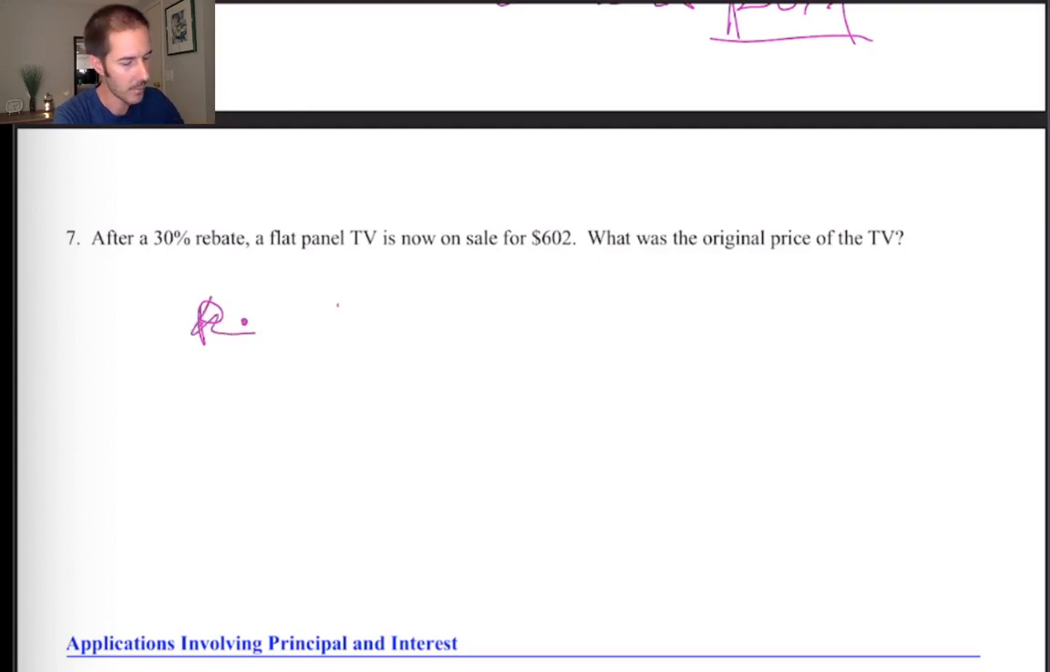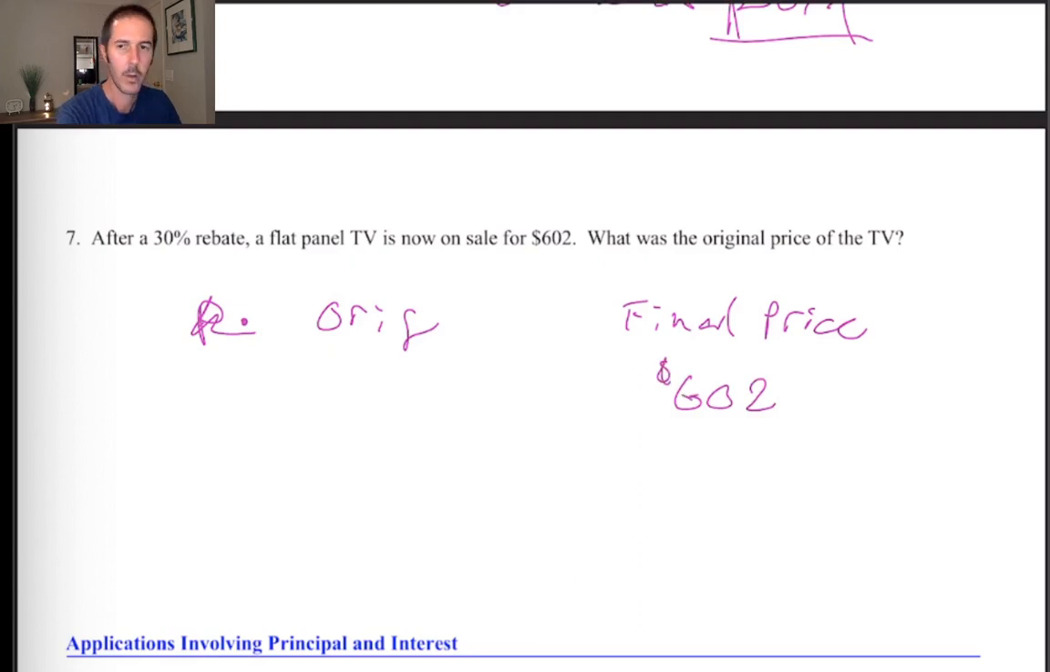So that means after a 30% rebate, we've taken the original price of the TV. Let's even write this out. There's the original price. There's the final price. Which one of those two do you think is bigger? My guess is that the original price is bigger. And the final price is $602. So what have we done to the original price? We've decreased it. By how much? By what percentage? It's a 30% rebate, which means we're only actually paying 70% of the original price.